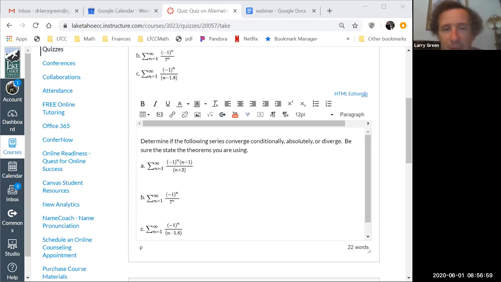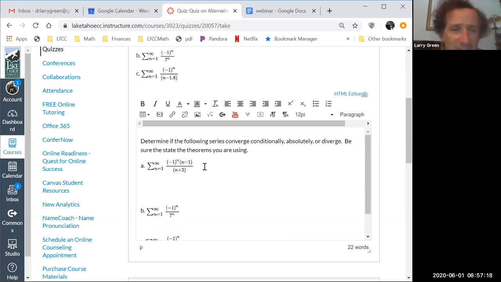And notice, by the way, part A, part B, part C, there's no tricks or anything. They'll have a -1 to the n, so they're clearly all alternating. Is that clear to everyone? Okay, again, this is the quiz on alternating series, so you're going to see -1 to the n's.